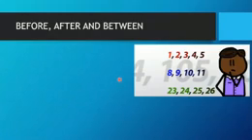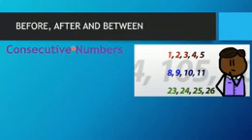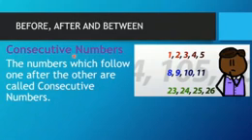Now, the other topic is before, after, and between. Under this, you will come to know a different term, that is consecutive numbers. This is a new term for you. Consecutive numbers means the numbers which follow one after the other. Basically, the numbers which follow one after the other are called consecutive numbers. As you can see over here, 1, then 2, then 3, then 4, then 5. So these are the consecutive numbers.